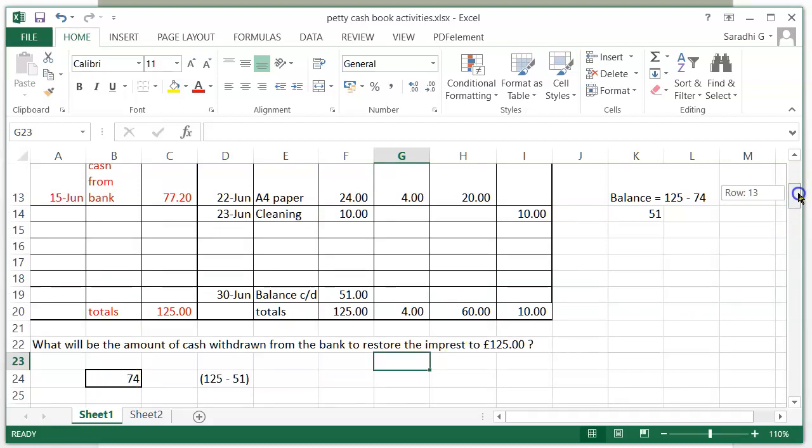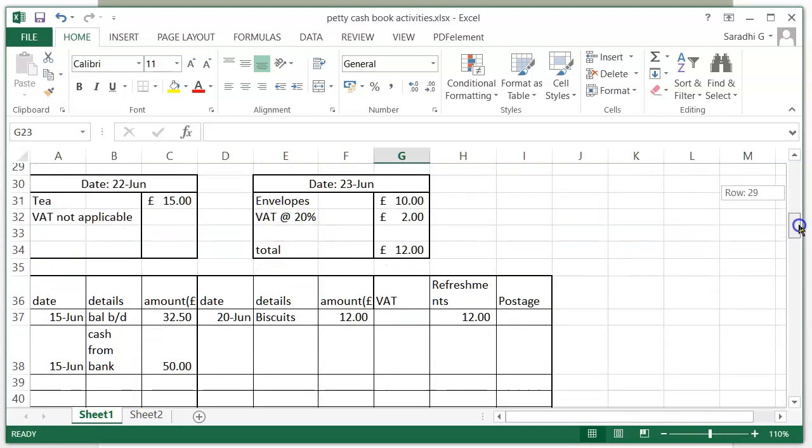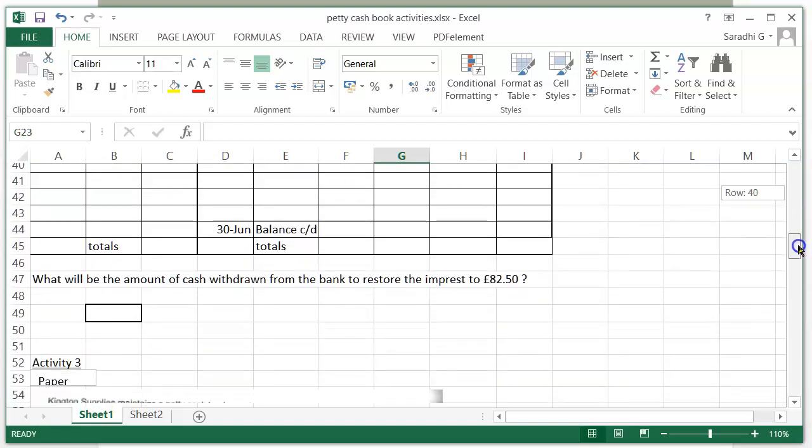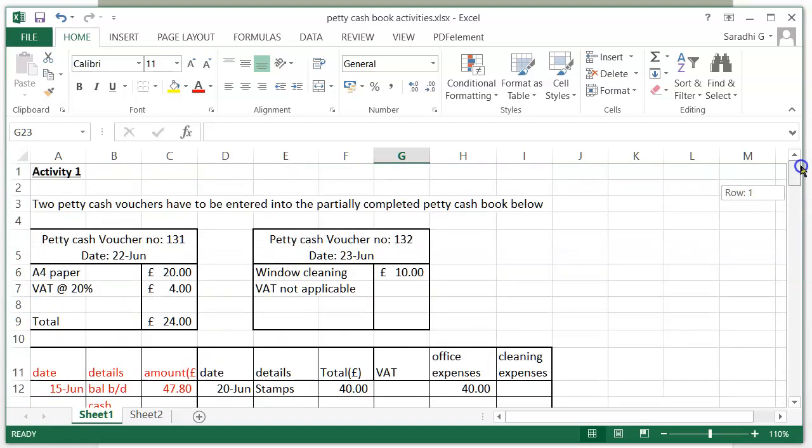Now I'm going to add this document to you along with the video. So try to print them off and bring it, and there are more activities in this which we can try in the class tomorrow. Okay, so this is how you prepare the petty cash book. Please watch this video, print out the document and bring it to the lesson.